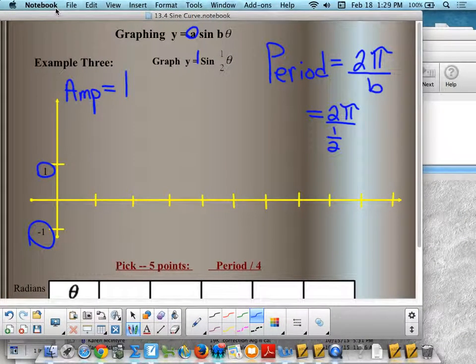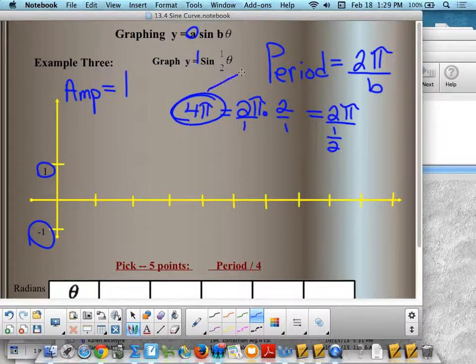So you'll do what here? Times by 2. 2 pi over 1 times the reciprocal, 2 over 1. What's 2 pi times 2? 2 pi times 2 would equal about 4 pi. Okay, guys, guess what? The period is 4 pi. It's stretched. Yeah, you're right. 2 pi went to 4 pi. We stretched the parent.